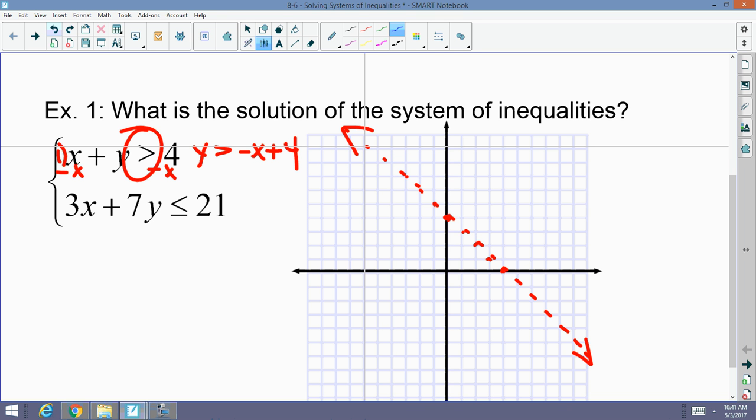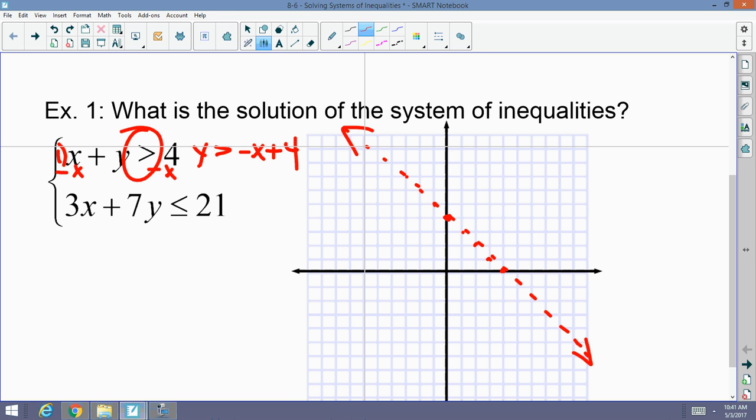solutions. Okay? So it's like if I were to tell you, hey, only people that are older than 16 can go see this movie. Can you go if you're 16? No. Older than 16. Can you go if you're 16? No. That's what a greater than or less than means, okay? So the line itself does not hold any solutions.